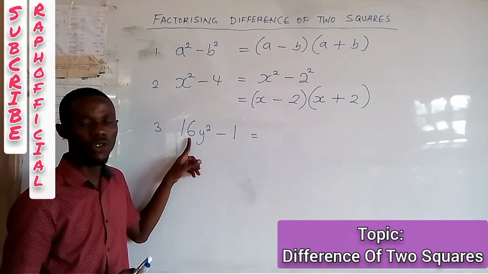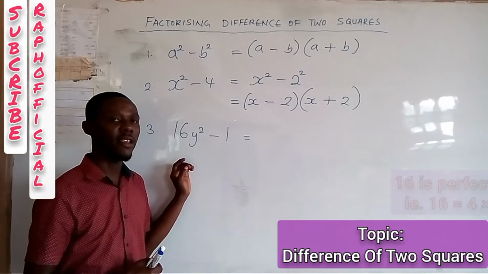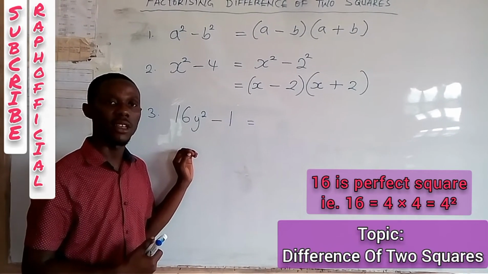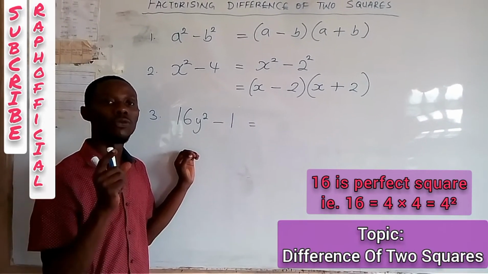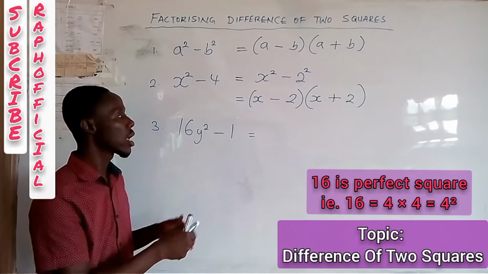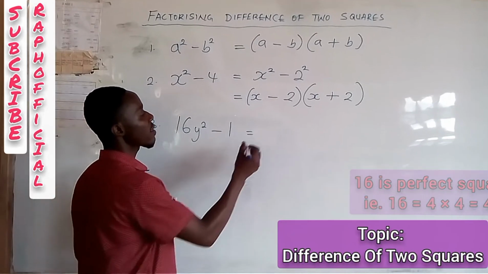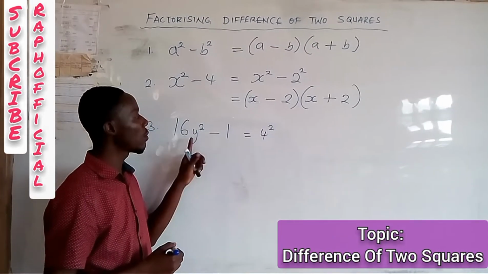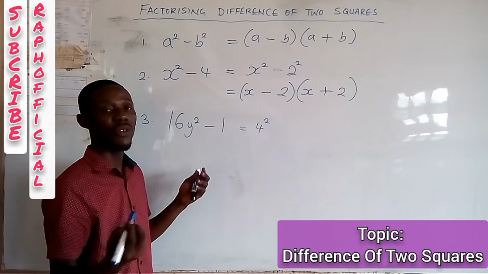Is 16 a perfect square? Yes, it is a perfect square. What number multiplies itself to get 16? It is what? 4 times 4. That is 4 squared. So I can write this one as 4 squared. Then what do we have here? Y squared. It is a perfect square.